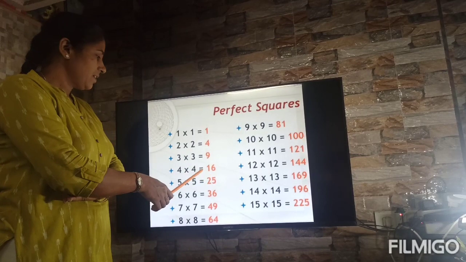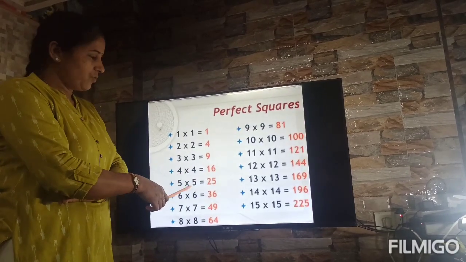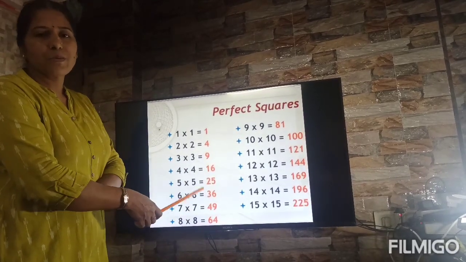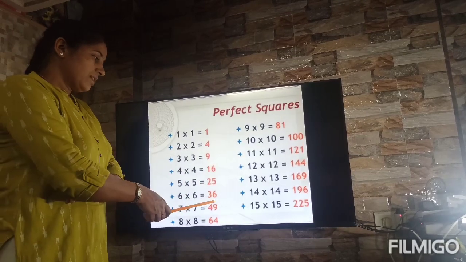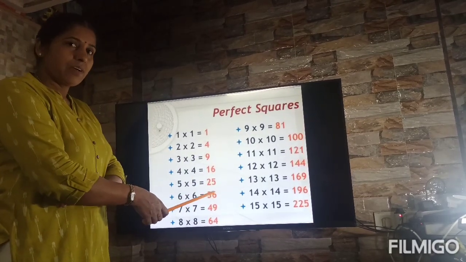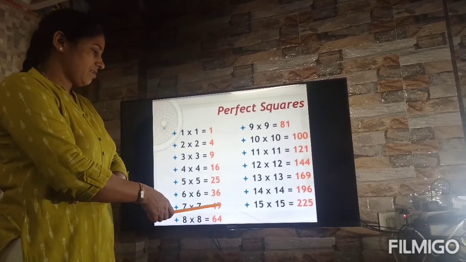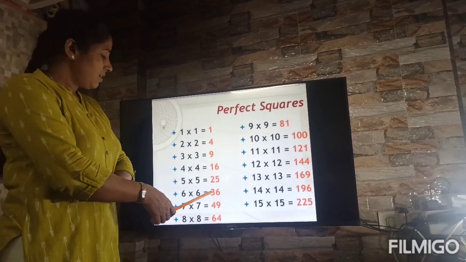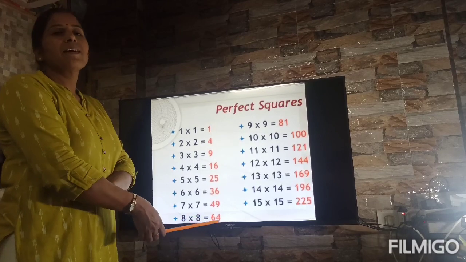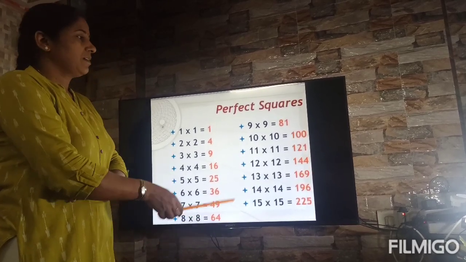3 into 3. 4 into 4 is equal to 16. 16 is a square of 4. 5 into 5 is equal to 25. 25 is a square of 5. 36 is a square of 6. That is the product of 6 into 6. 49 is a square. That is the product of 7 into 7. 64 is a square. That is a product of 8 into 8.